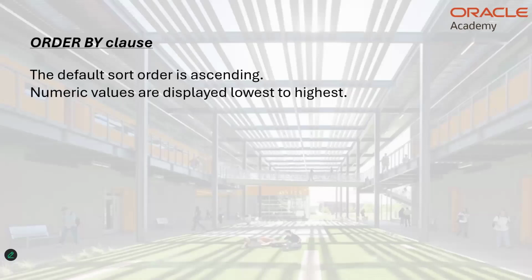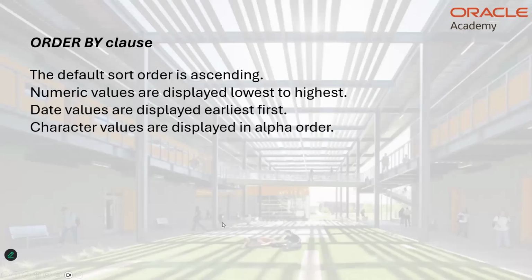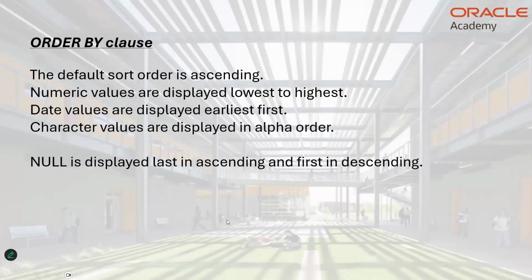When you use the order by clause, its default sort order is always ascending. Numeric values are displayed lowest to highest, date values earliest to latest, and character values in alpha order from A to Z. Null, your biggest enemy when it comes to organization, is always displayed last when ascending and first in descending, and it'll drive you nuts.